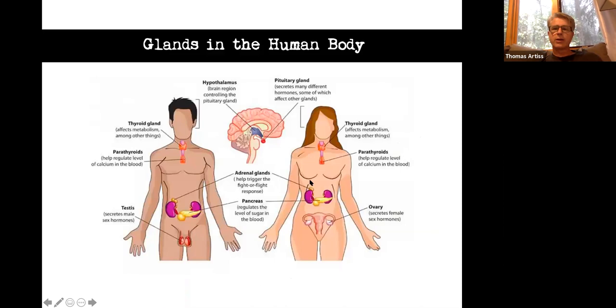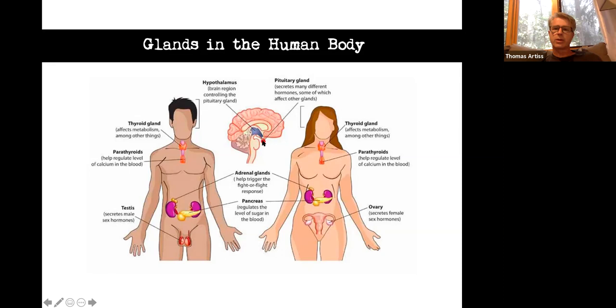Now, here are the glands that are part of the endocrine system. By the end of today, you should be familiar with several of these. So for example, we're going to talk a little bit about the hypothalamus, which is actually a region of the brain that is more of a nervous system structure than it is an endocrine, although it does also release hormones.